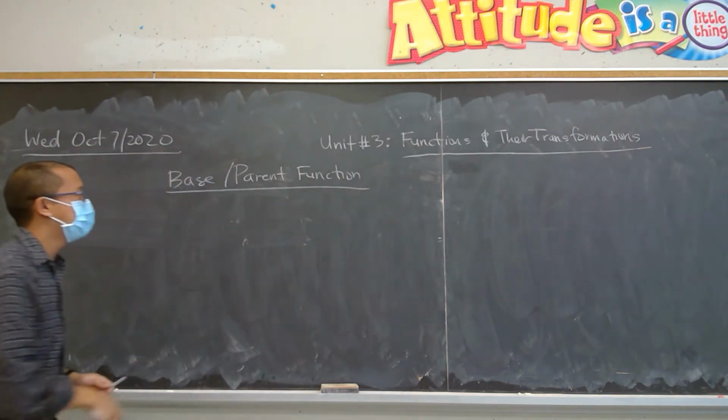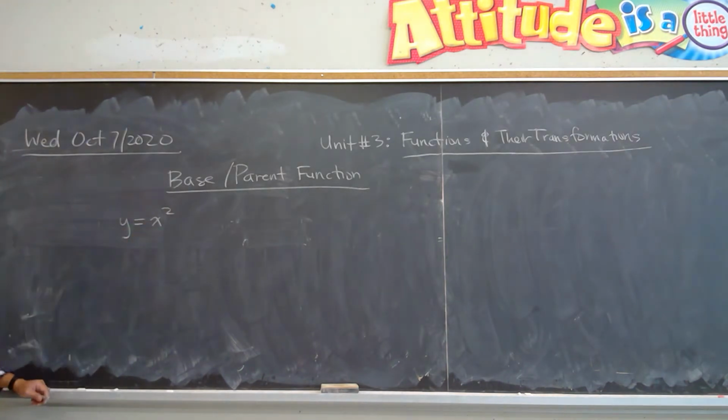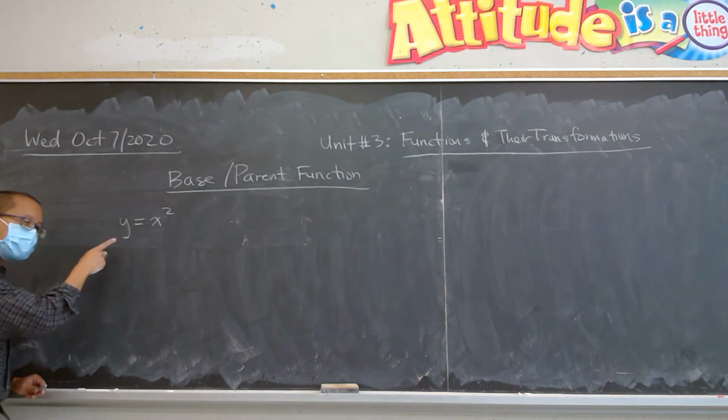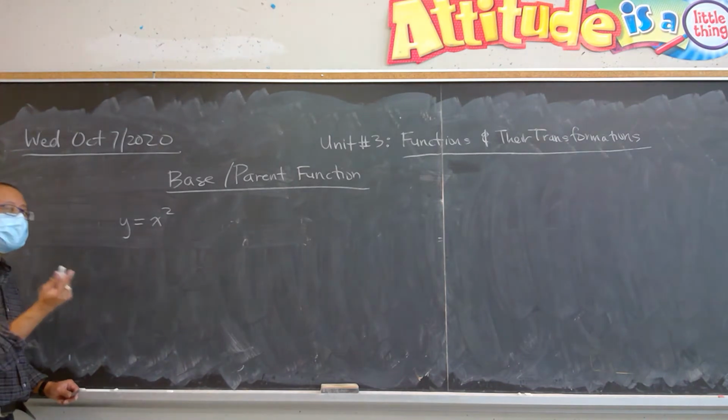So we're talking about base and parent functions. In fact, the first equation you already know is y equals x squared. A lot of you already know this is y equals x squared. So I'm going to be referring to an equation, a table of values, and what it looks like. And this one is so obvious, just like one of your classmates noticed. We've already kind of talked about this.